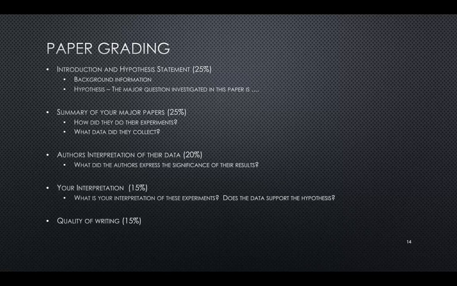And then your overall quality of writing. Now, this is listed as 15% of the paper, which is a relatively small percentage of the total weight of the paper. However, you have to also recognize that if you write in a style that is not clear, it will affect how your reader will be able to interpret the introduction, the summary of the major papers, the author's interpretation. So the quality of writing, while it has its own separate overall scoring, if it's poor, it can affect all of these other sections, and if it's excellent, it can affect all of these other sections.